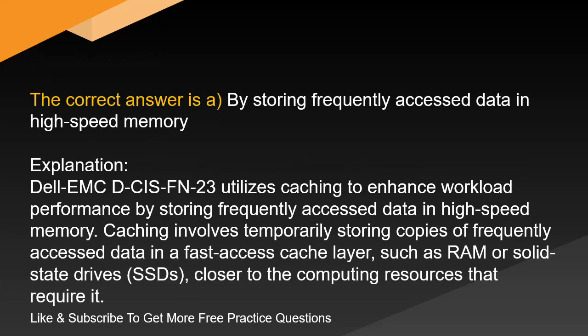The correct answer is A. By storing frequently accessed data in high-speed memory. Explanation. Dell EMC DCIS FN23 utilizes caching to enhance workload performance by storing frequently accessed data in high-speed memory. Caching involves temporarily storing copies of frequently accessed data in a fast-access cache layer, such as RAM or solid-state drives, SSDs, closer to the computing resources that require it.